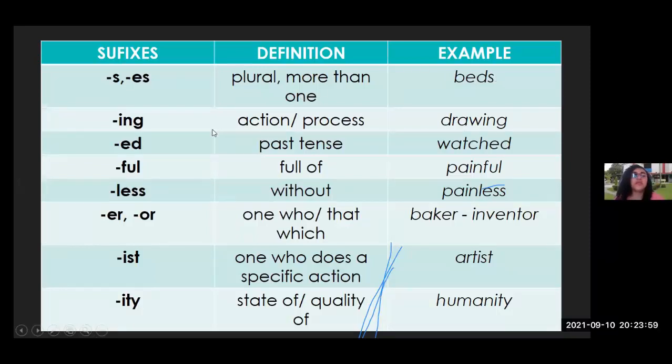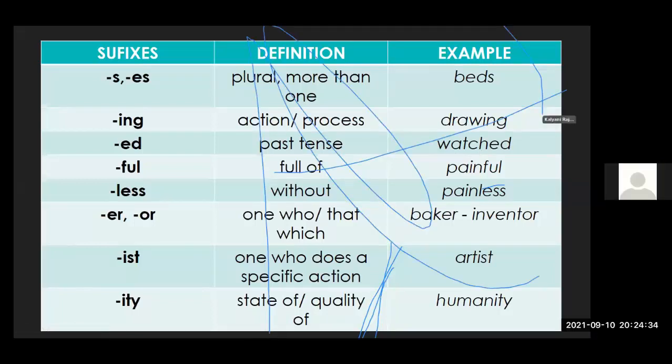So you see, if you add the suffix ing to a free word or a root, then you are adding an action, a process. For example, the root is draw. But if you add ing, now draw is a specific action that you are doing in a process right now, drawing right now. The ed means past tense. So if you add that to the root watch, watched, it means it's not watch right now. It's something that already happened.